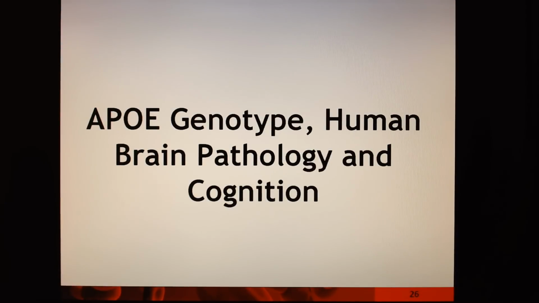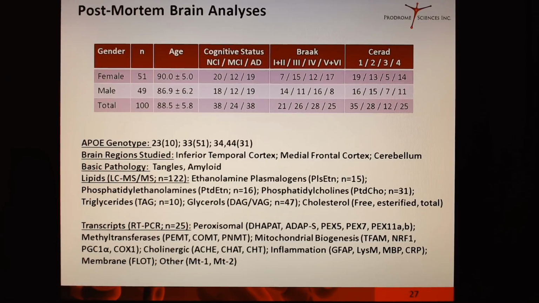The question is, does that observation in cell culture in the laboratory actually happen in humans? The way we can find that out is that we look at post-mortem human tissue. So we studied 100 individuals from the Rush cohort: 38 had no cognitive impairment, 24 had mild cognitive impairment, and 38 had Alzheimer's dementia.